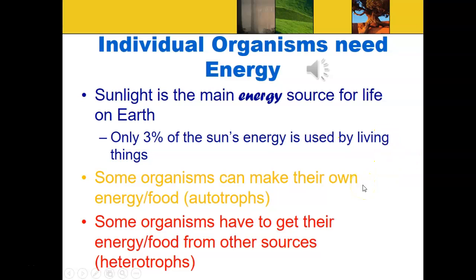Individual organisms need energy. This is an important job of species. Obviously, sunlight is the main energy source for living things on Earth, and remarkably underused. Only 3% of the sun's energy is used by living things.